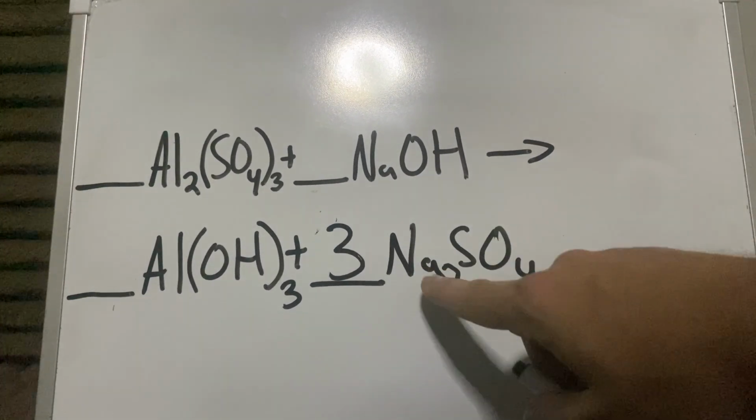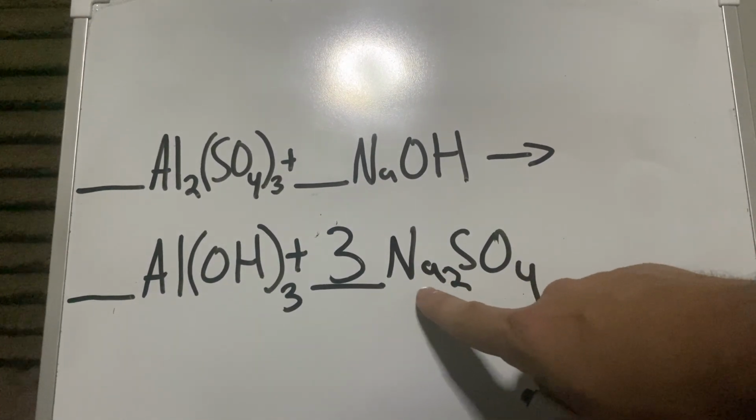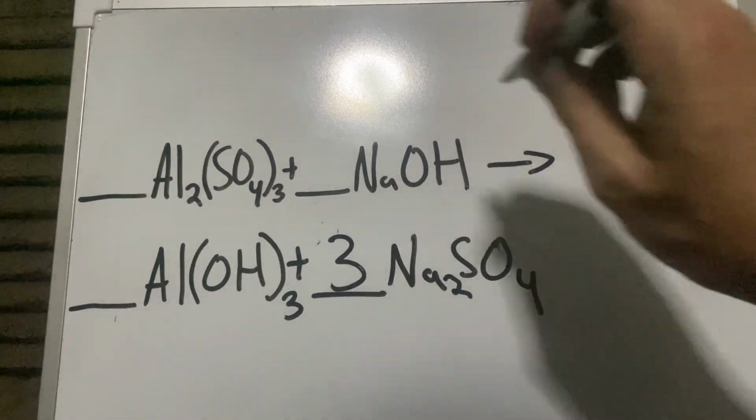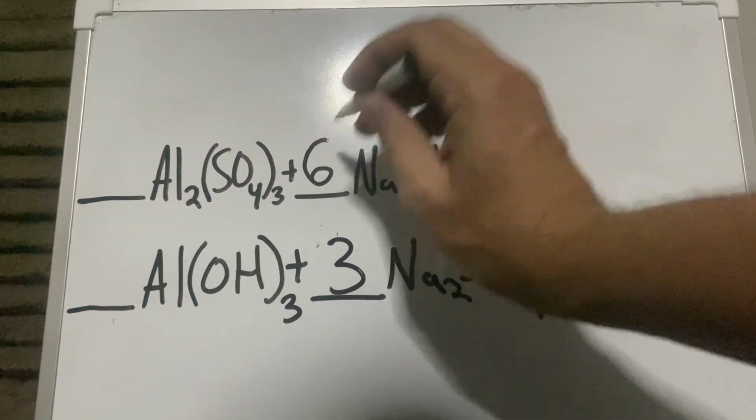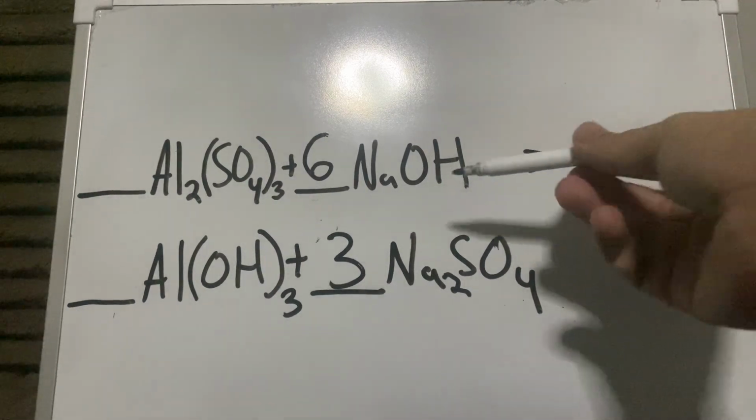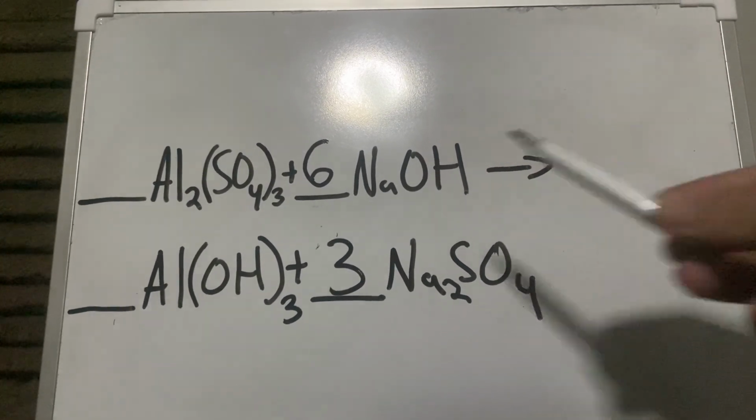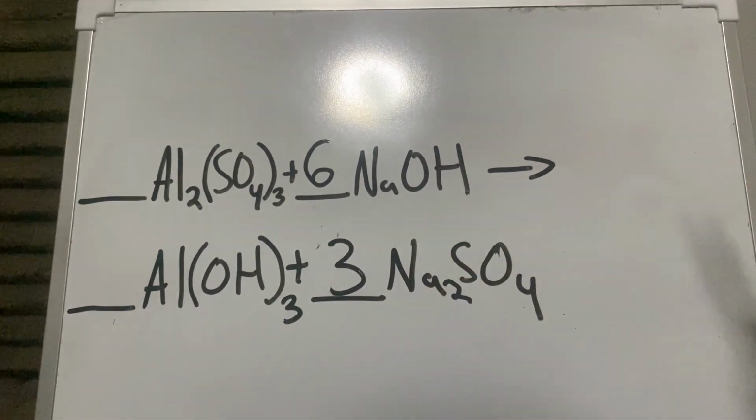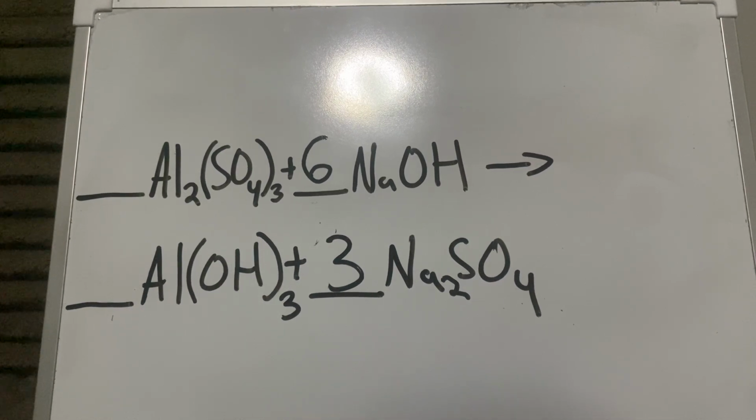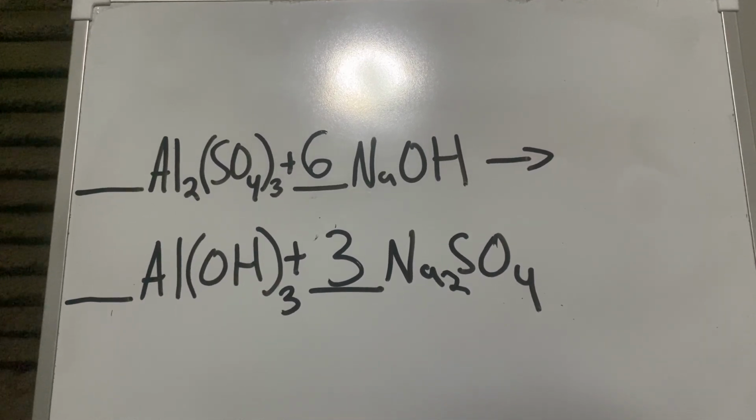That's going to change the amount of sodium. 3 times 2 is 6. So let's go ahead and add that here. That's going to change the number of hydroxides. So what about on the products? Well, we have 3. Remember, there's always a happy ending here. There's always going to be a whole number solution.